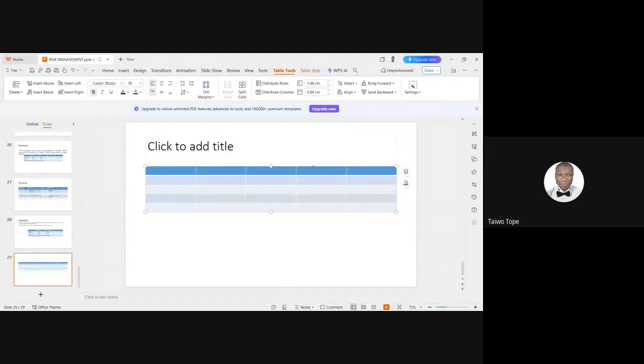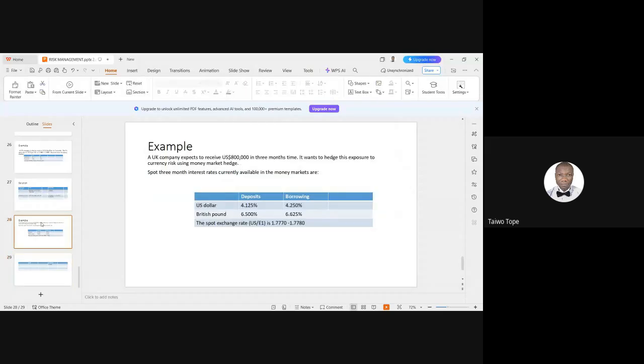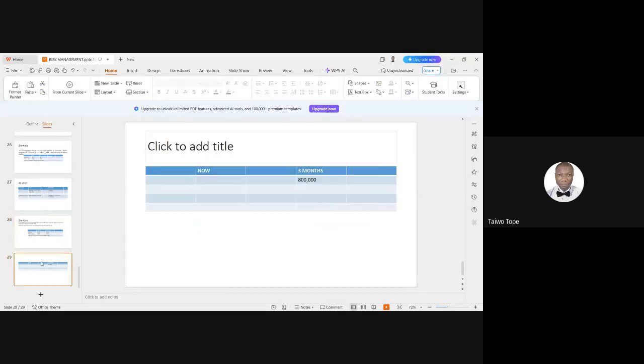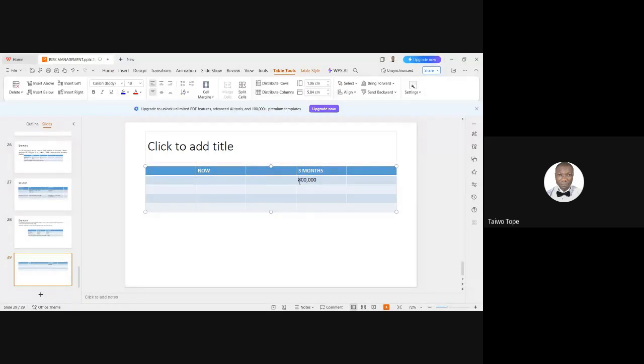So in 3 months, I'll solve this without looking at my own solution. I'm just trying to see what I can do now. In 3 months, I'm expecting 800,000 US dollars. Then I need to borrow.